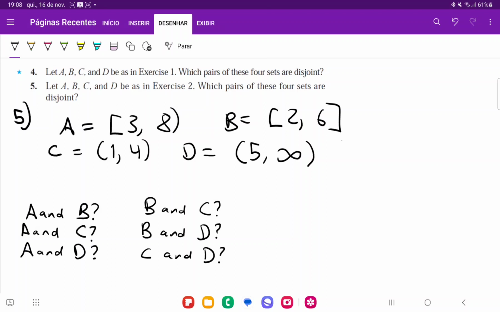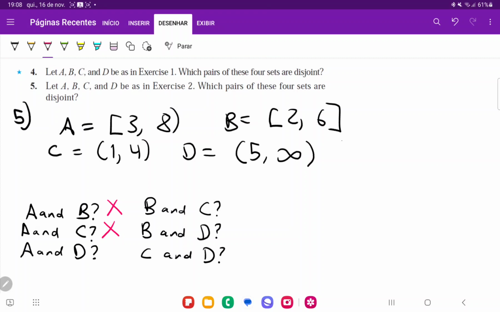So A, if we choose, say, 4, well, 4 is between 3 and 8, right? And 4 is between 2 and 6. So they definitely have 4 in common, so that's not disjoint. What about A and C? Well, 3 is contained in A because that's a square bracket, and 3 is contained in C because 3 is between 1 and 4. So they have 3 in common, so that's not disjoint.